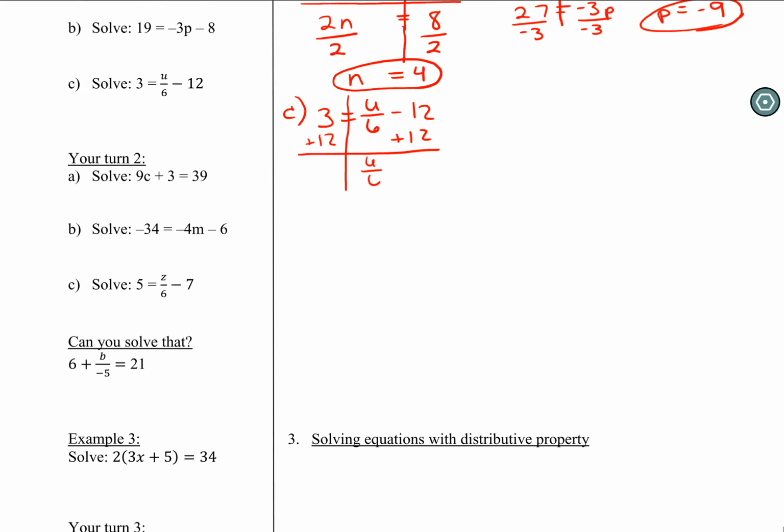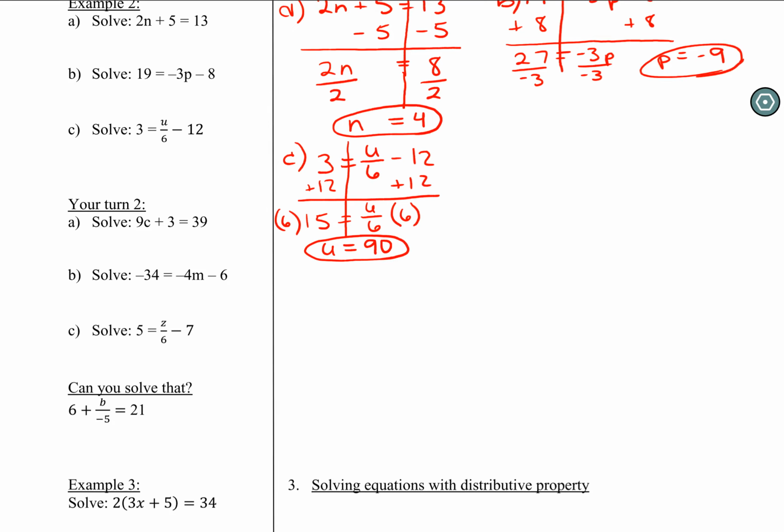That gives us u divided by 6 is equal to 15, or 15 is equal to u divided by 6. Something divided by 6 is going to be equal to 15 here. So we'll just multiply both sides by 6. And we get an answer here of u is equal to 90. Pause the video here and try the Your Turn 2 problems.